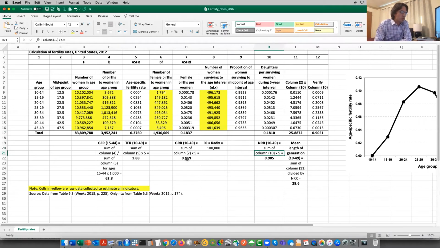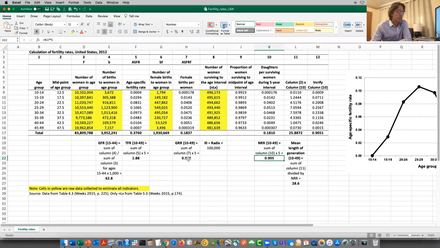So what is the difference between this one and this one? This one is, if women were exposed to these age-specific fertility rates related to female births, they would have on average 0.918 daughters throughout their reproductive ages, between 10 and 49. But we are not considering mortality of mothers. If we do take into consideration mortality of mothers, we're going to say if women are exposed to these age-specific fertility rates, considering only female births, and also considering that some of these women will not reach some of these age groups, they will have on average 0.905 daughters.